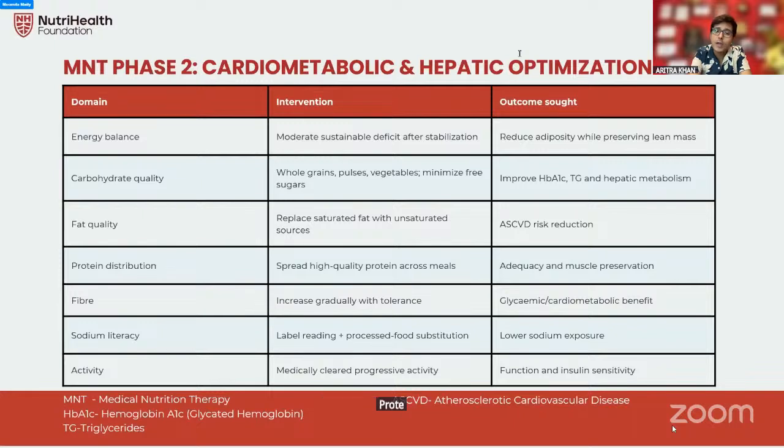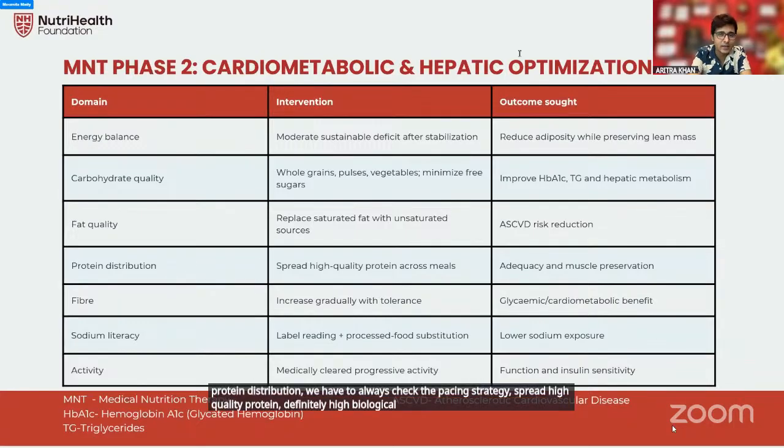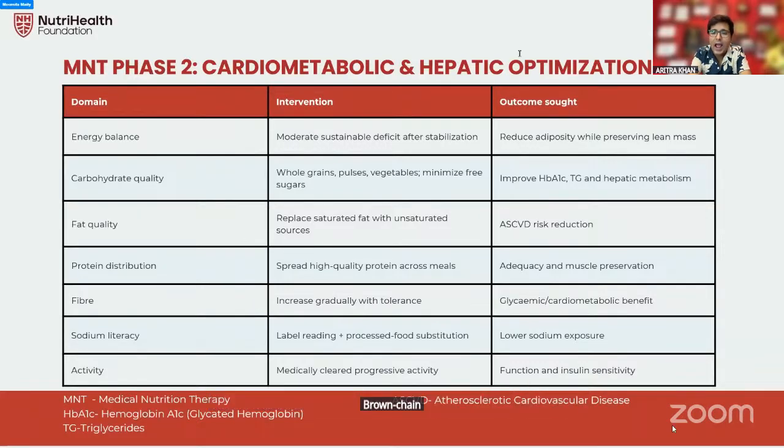Protein distribution, we have to always check the pacing strategy. Spread high quality protein, definitely high biological value protein, good NDPCal percentage, good chemical score. So adequacy and the muscle preservation is very important, and we can emphasize a lot of branched chain amino acids and less of aromatic amino acids, like tyrosine, tryptophan, and phenylalanine. So that is very important. We have to maintain the Fisher ratio, and the fiber should increase gradually with tolerance.